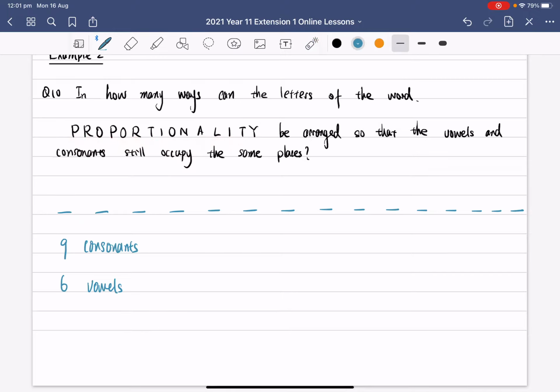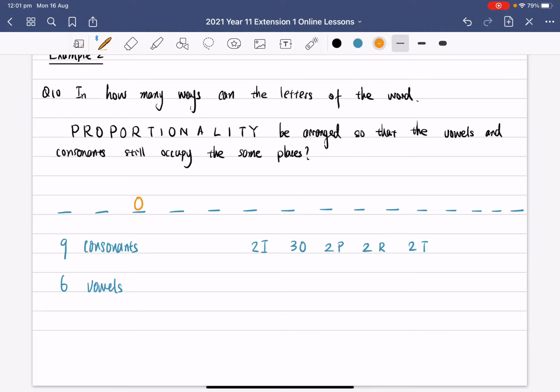Now, if there's no restriction, it will be very, very easy to do. If there's no restriction, it will be just 15 factorial divided by the number of elements that are repeating themselves. But because we have arrangements here, let's just count how many letters we have. We have 2 I's, 3 O's, 2 P's, 2 R's, 2 T's. All right, that's an interesting question.